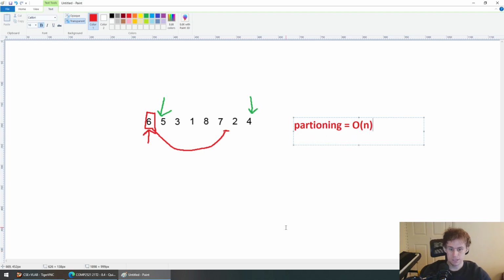So partitioning is really quick because you just have two counters, they go towards the middle and then they reach the middle and that's it. So there's n steps, right? Because you're just starting at the ends going towards the middle. There's a total of n steps.